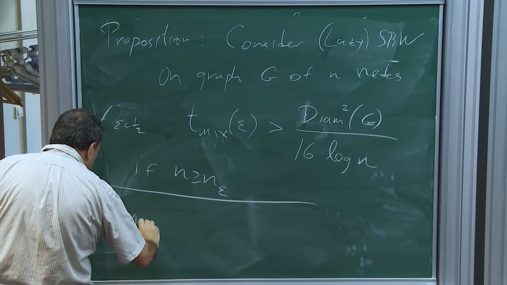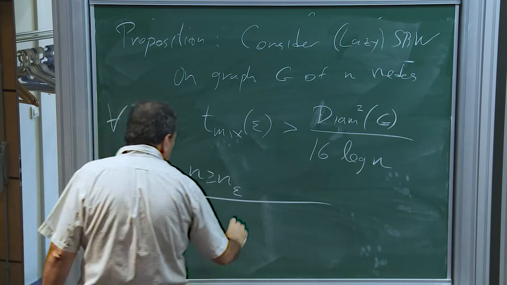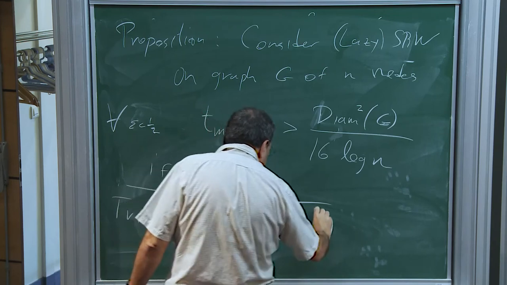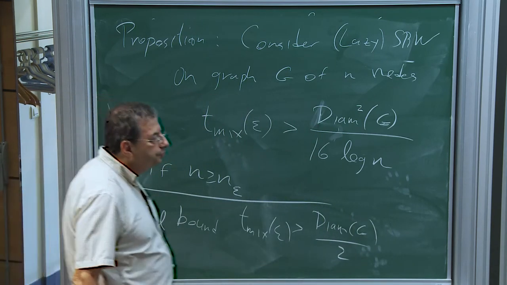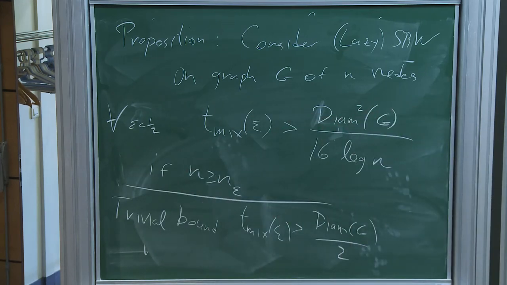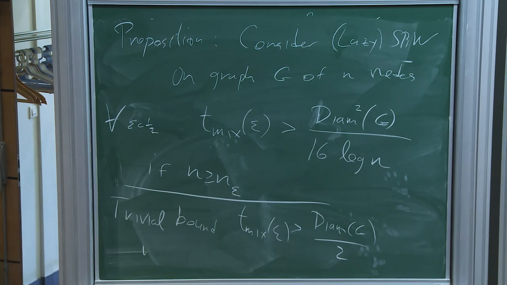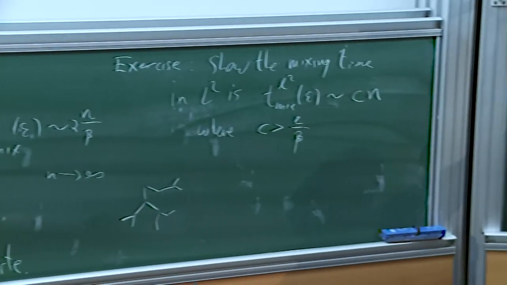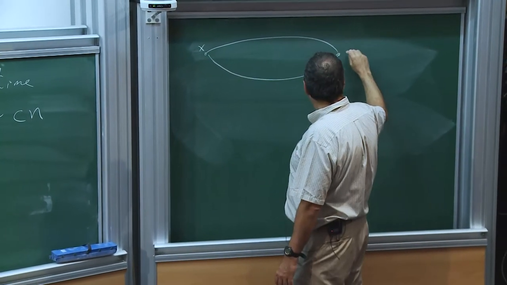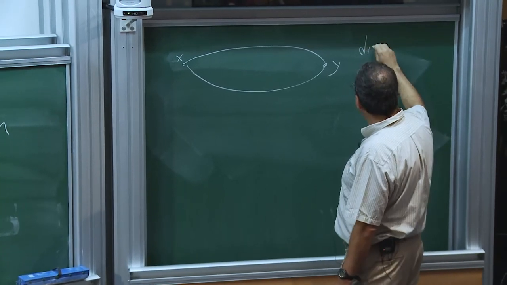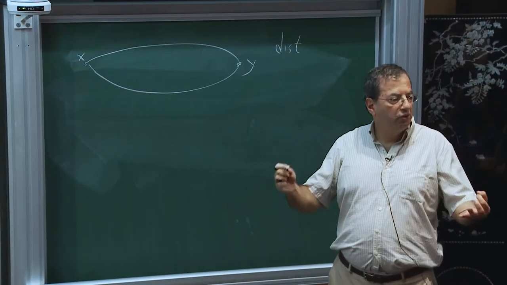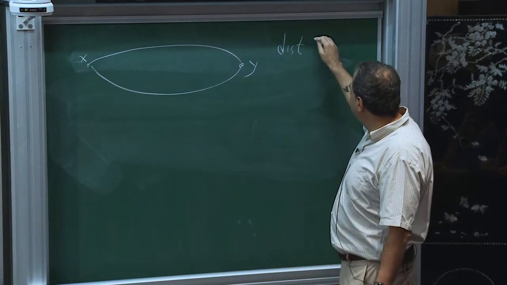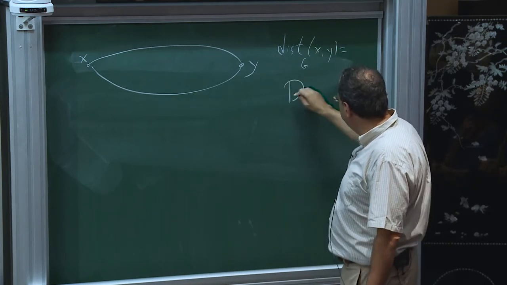So contrast this with the trivial bound, which says the T mix of epsilon is bigger than the diameter of G over 2. The trivial bound follows because, if I have two nodes x and y that achieve the diameter, so when I talk about the diameter, I'm talking about the graph distance. The distance from x to y is the number of edges in the shortest path between them, and the diameter represents the largest distance in the graph. So we suppose the graph distance in G between x and y equals d, which is the diameter.